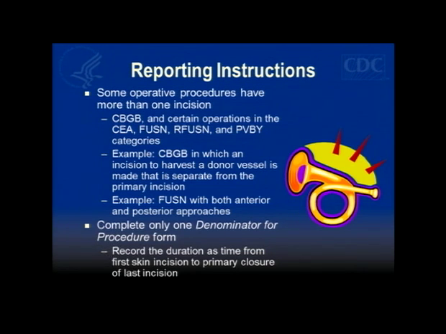What we want you to do in these cases for these procedures is only report one denominator for procedure record and record the duration as the time from the first skin incision to primary closure of the last incision. All right, so if you do any of those kinds of procedures, you may have this situation come up, and this is how you handle it.